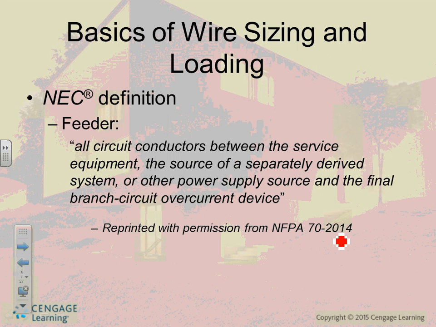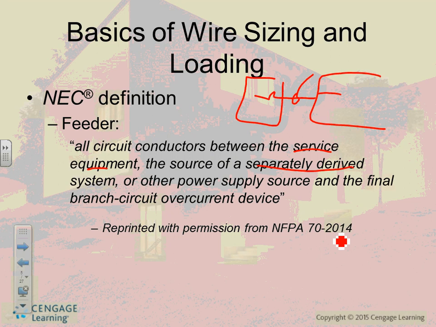Feeder. The feeder, guys, in fancy words, is between panels. They define it as all circuit conductors between the service equipment, look at the word service equipment, the source of a separately derived system or other power supply source, and the final branch circuit overcurrent protection device. So these are called branch circuits. So I have two panels. You guys looked at just two panels feeding, that's called a feeder. I have a transformer. Look at this. I'm feeding a transformer, and coming out of the transformer, these are also, guys, called feeders.